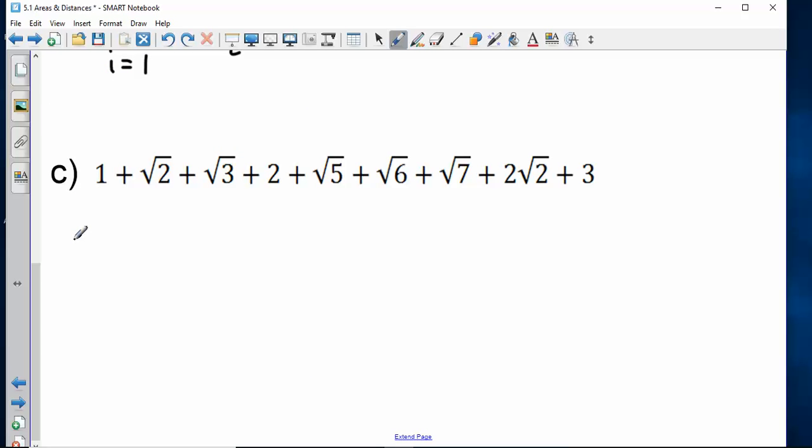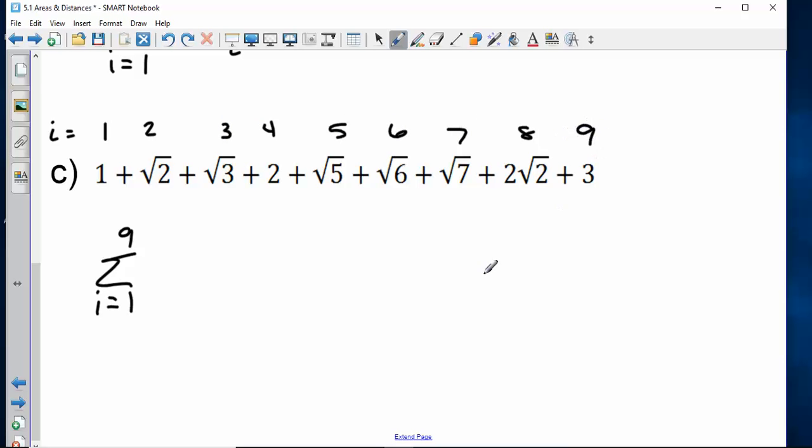One more. This one's a little ugly. Sum from I equals 1 to, how many terms do we have? 9. Okay, keep in mind your I's. This is when I is 1, 2, 3, 4, 5, 6, 7, 8, 9. What are these things? The square root of I. Square root of 1 is 1. Square root of 4 is 2. If you've reduced your square roots, you get that. Do you have questions?